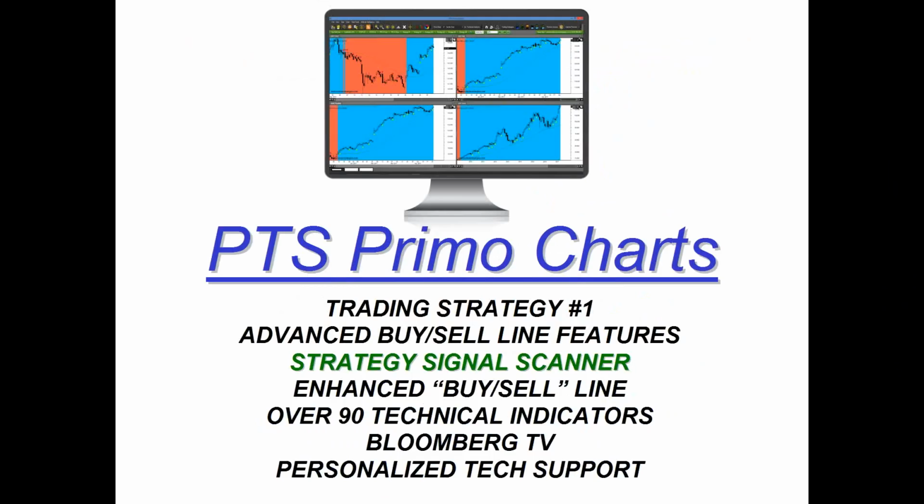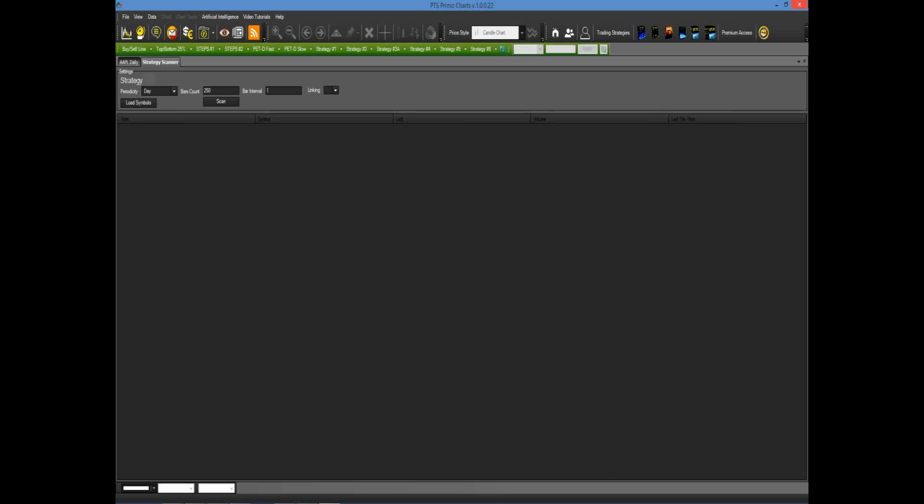In fact, let me share with you how simple it is to scan for strategy number one signals. On the strategy number one drop-down tab right here, you would simply click this on, and a drop-down menu appears. You just click on scan, and this window will appear. Okay, so you click on the load symbols. We provide you with a symbol list. A window will come up saying, do you want to choose the S&P? Do you want the NASDAQ?